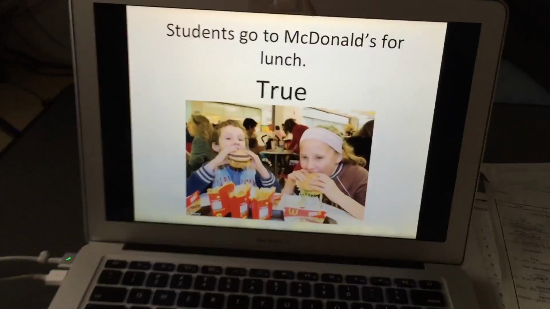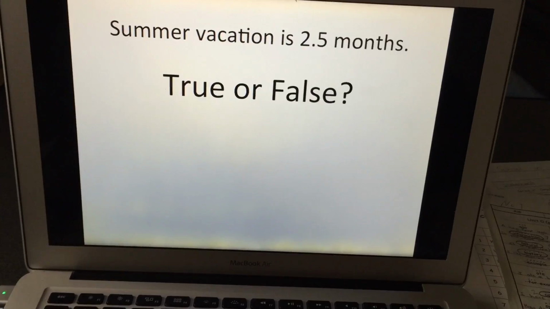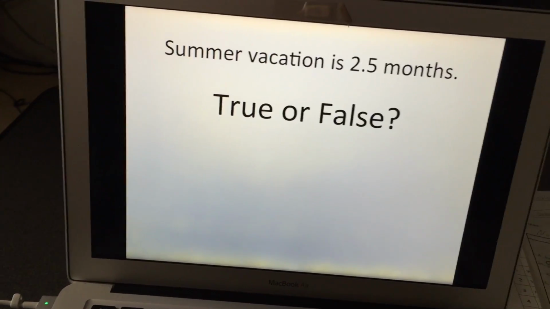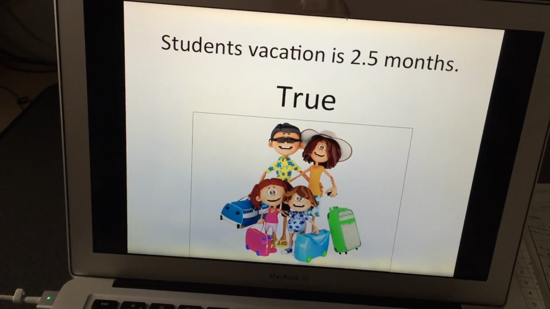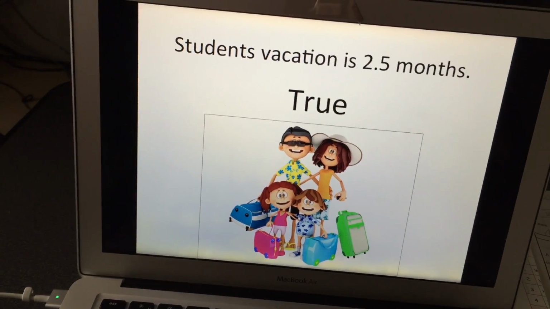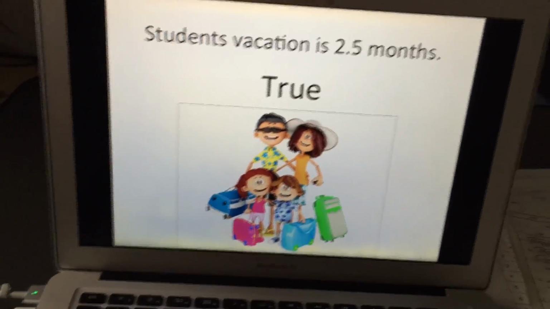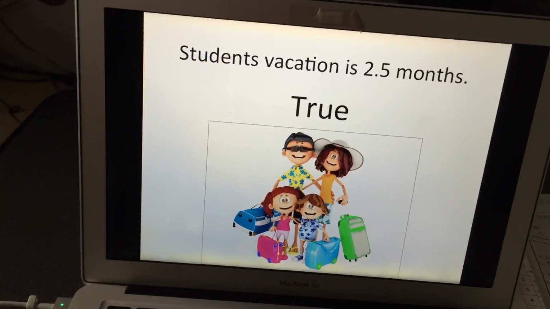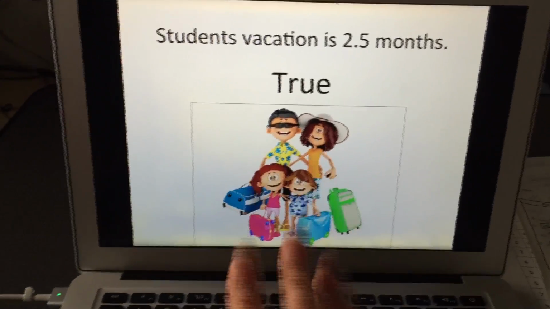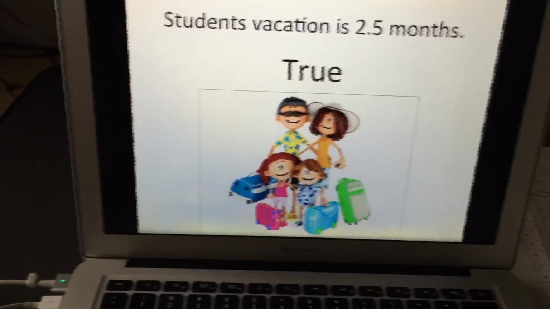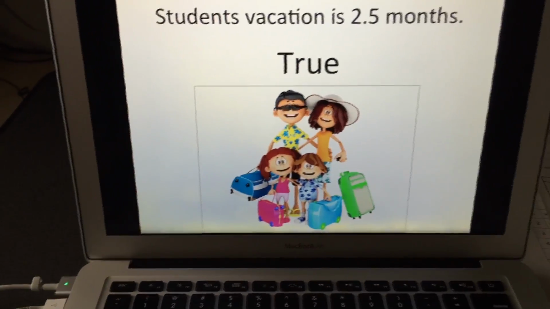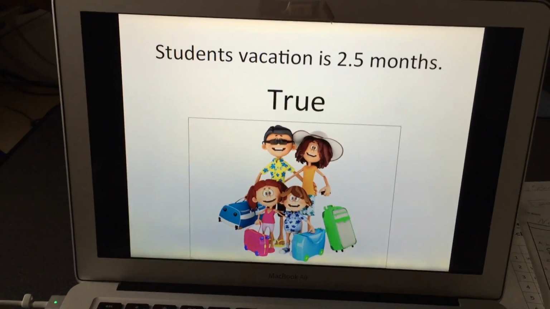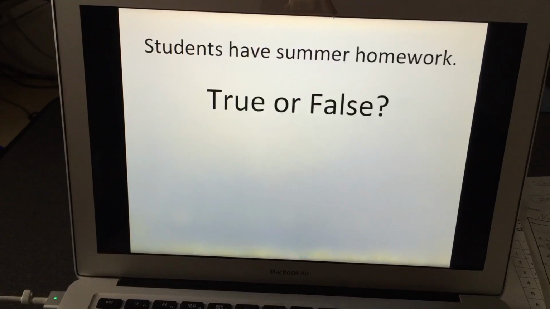So I put this as true. Next is, summer vacation is 2.5 months long, and I put this as true. As soon as the Japanese students hear this, they're like, what? Because here in Japan, summer vacation is literally maybe 3 weeks, maybe a month if they're lucky. But yeah, it's a long vacation that kids get back home.